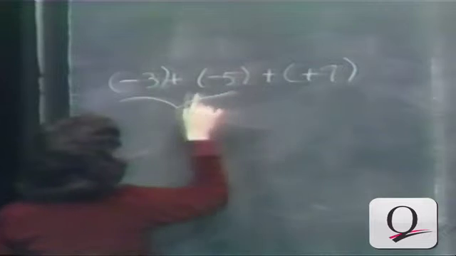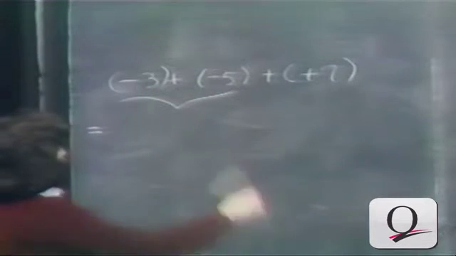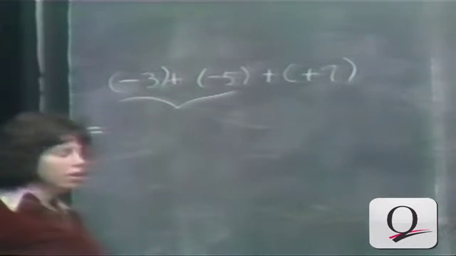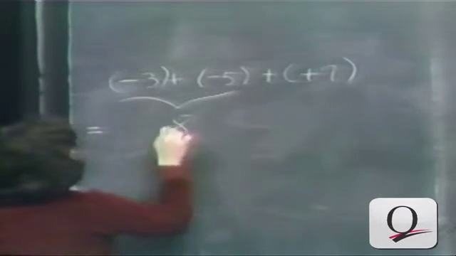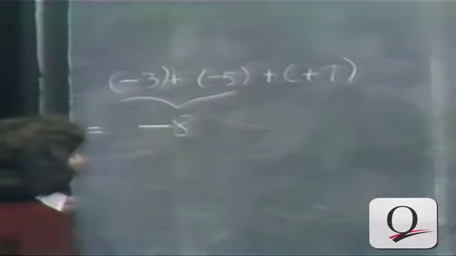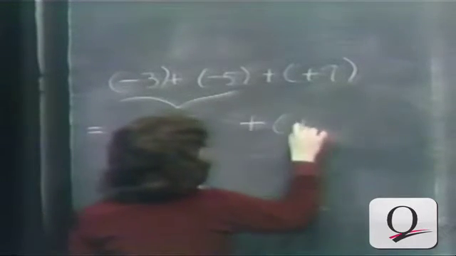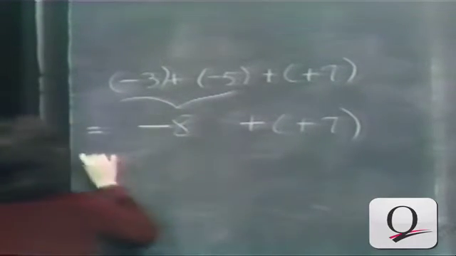Okay, -3 and a -5. You're adding numbers with the same sign. Okay, you take the 3 and the 5, you add them up, you get 8. You tack on the common sign, -8. And to that you will add a +7.